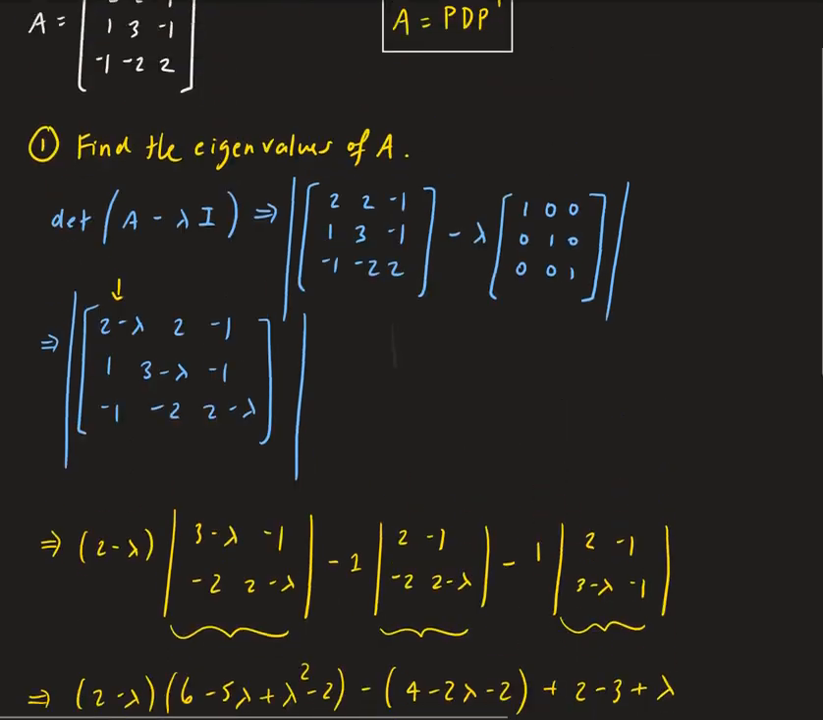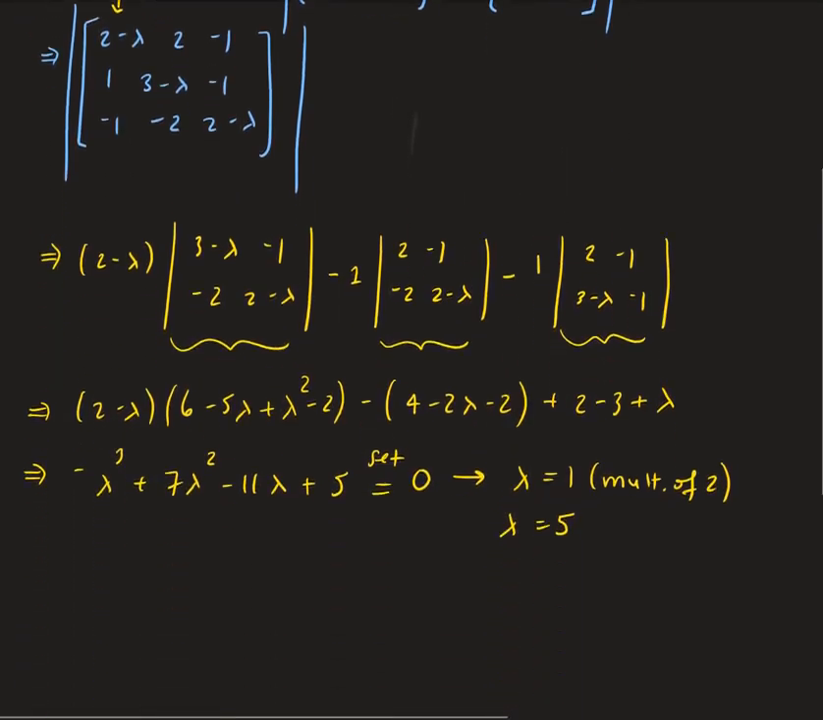So step 2. We found the eigenvalues. Now step 2 is to find the corresponding eigenvectors.